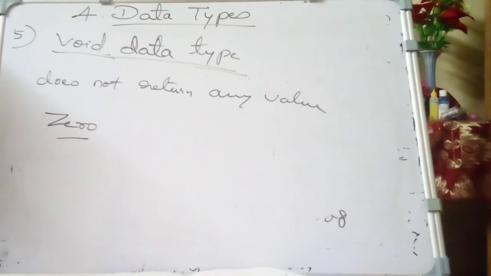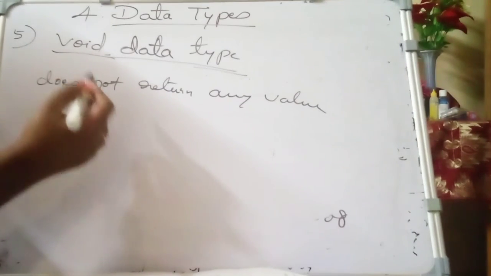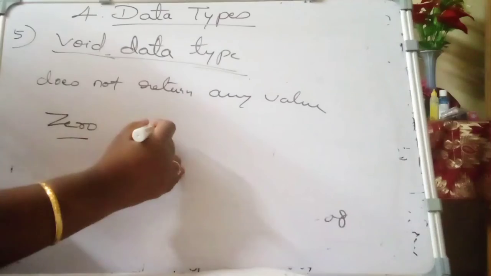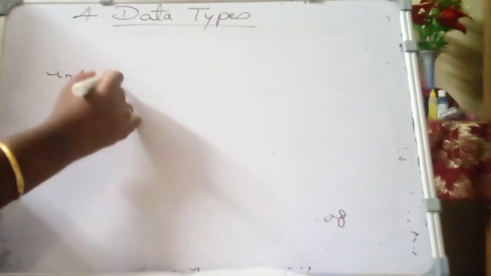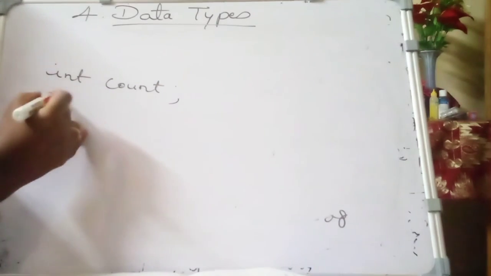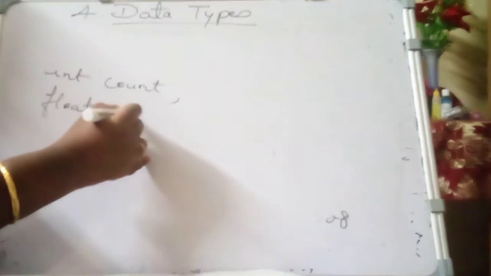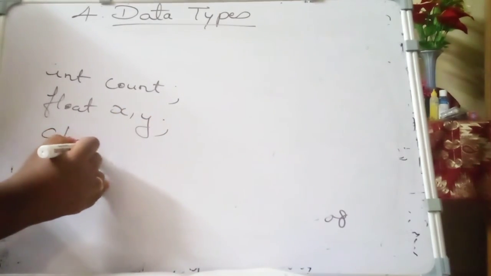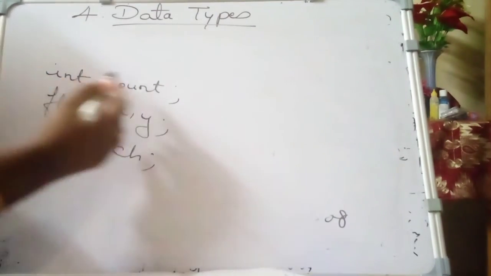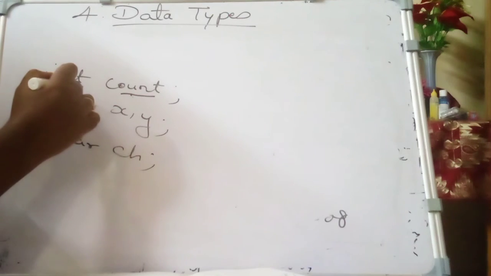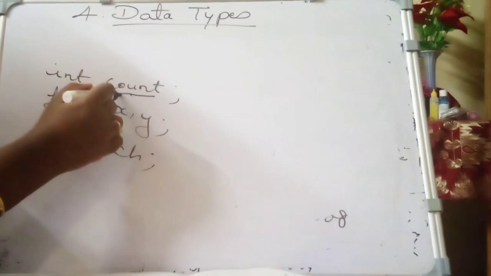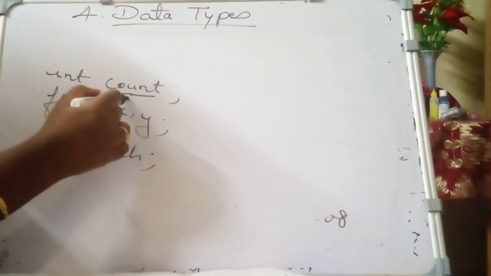So this is about the 5 different kinds of data types, and we came to know how to declare a variable. For example, if I declare int count, float x comma y, char ch. If I declare this, it means the variable count should be reserved 2 bytes of memory by the compiler.